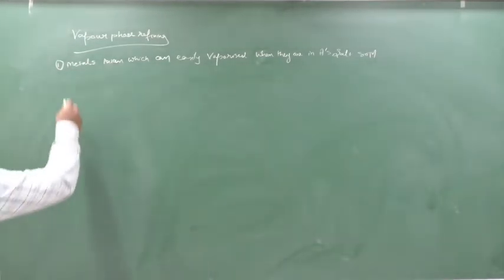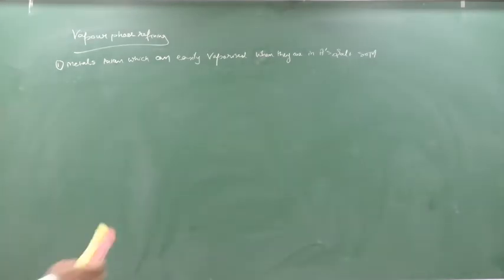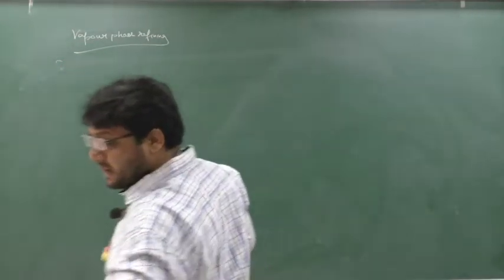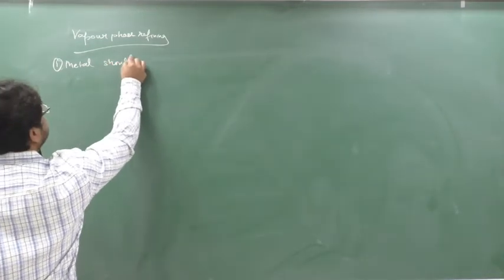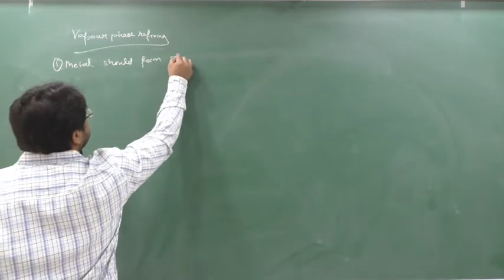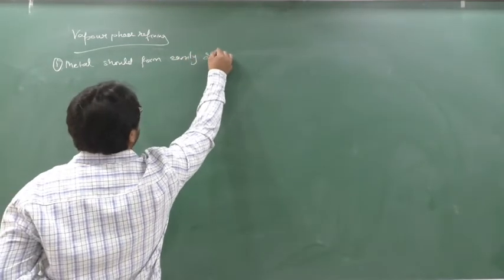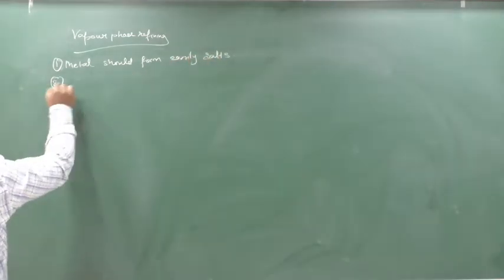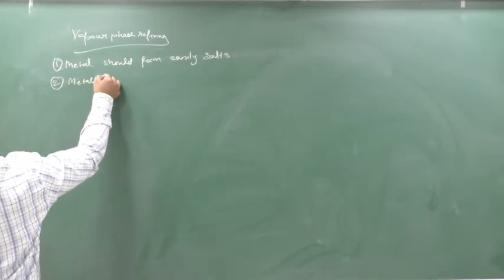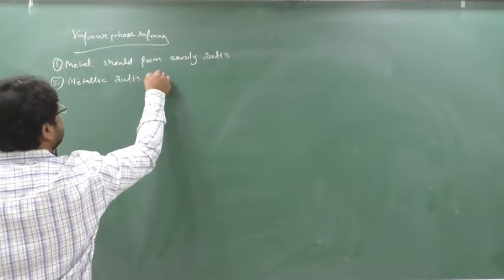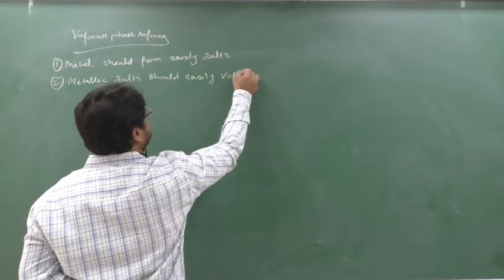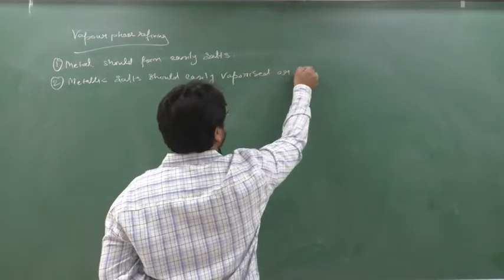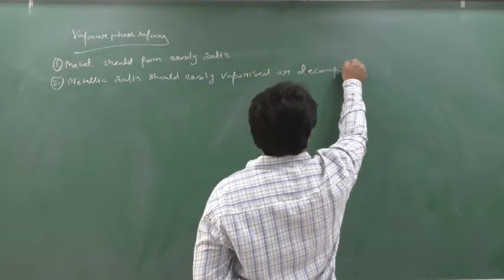Next, I will write down not the book words, I will write down in my own language so that you will understand easily. First condition is the metal should form salts easily. Clear? Second point: the metallic salt should be easily vaporized or decomposed. This is the main two conditions.